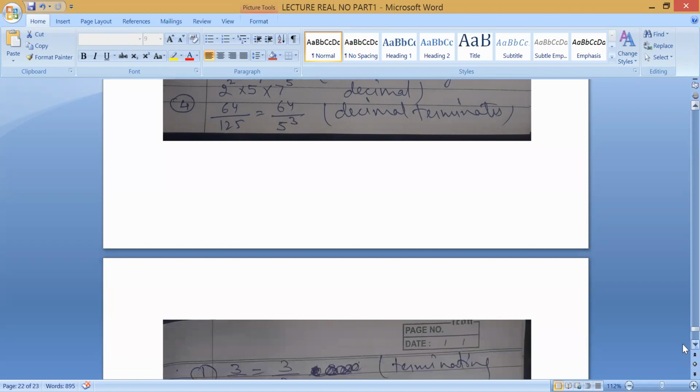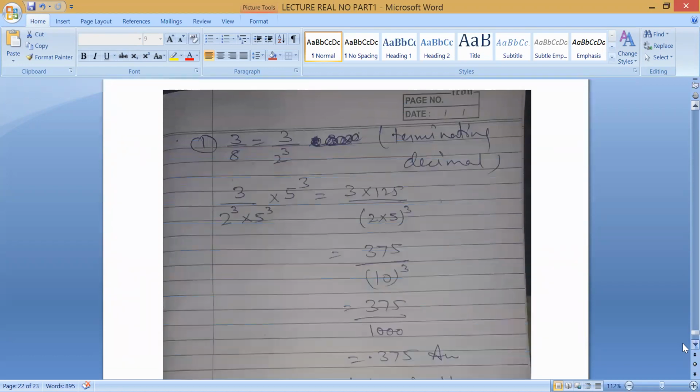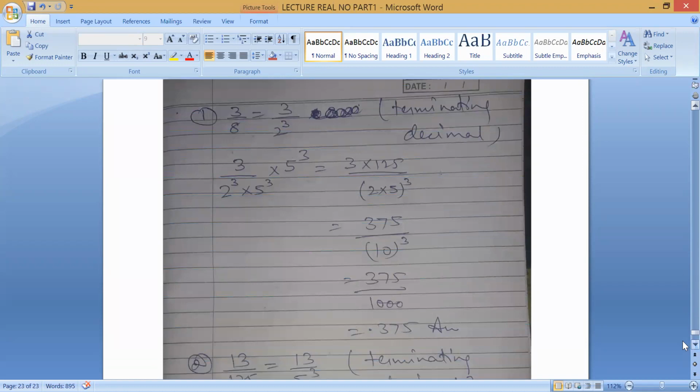Now again some examples I have explained. 3 upon 8 is given. So 3 upon 8 means what? 3 upon 2 to the power 3. And the decimal, the answer will be what? Terminating decimal. And after how many places? You will say that is 3 places.